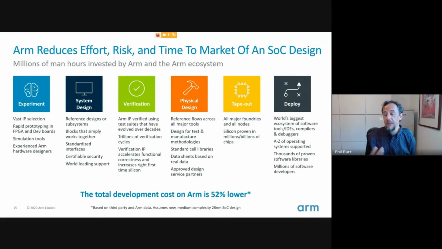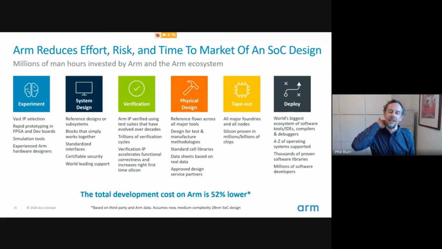Startups can then do system design, and we provide lots of ways to help with that. So we provide reference designs. We have technology that just plugs together and has been designed together. We have standardized interfaces and so on.